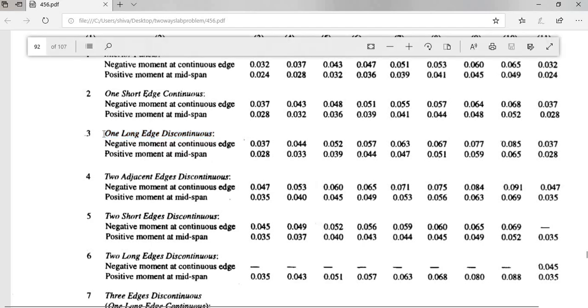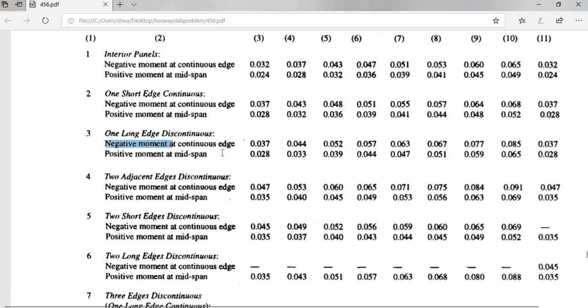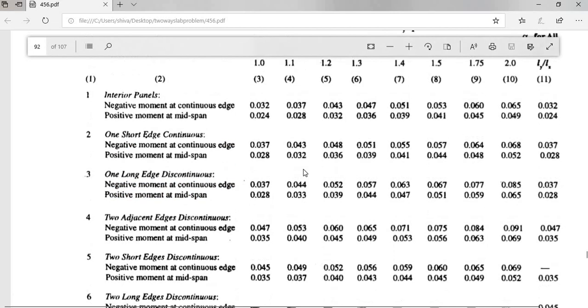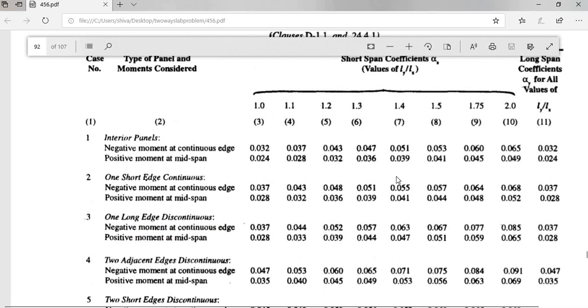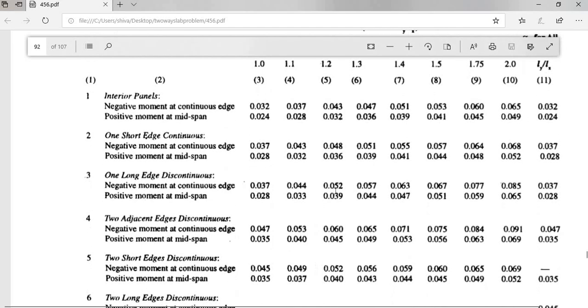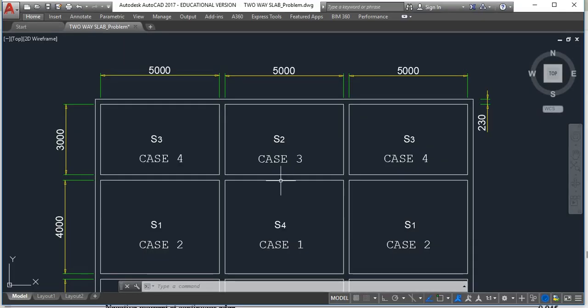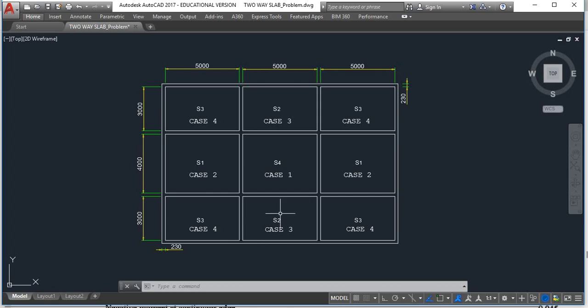Case 3 reads like this. It is one long edge discontinuous and we have positive as well as negative bending moment coefficients for alpha x and alpha y for shorter and longer spans respectively. There are 2 such slabs which have a long edge discontinuous. So now we have grouped them as per their end conditions enlisted in Table number 26.